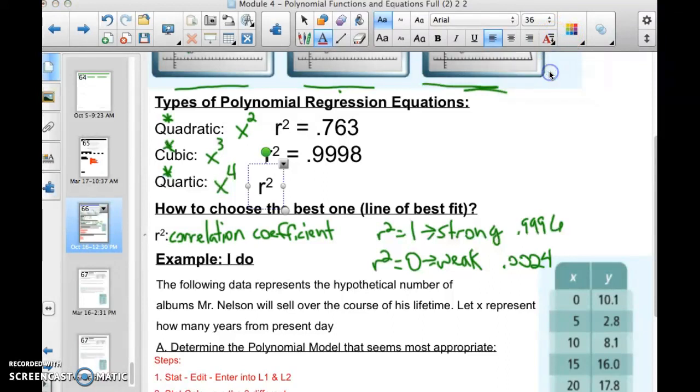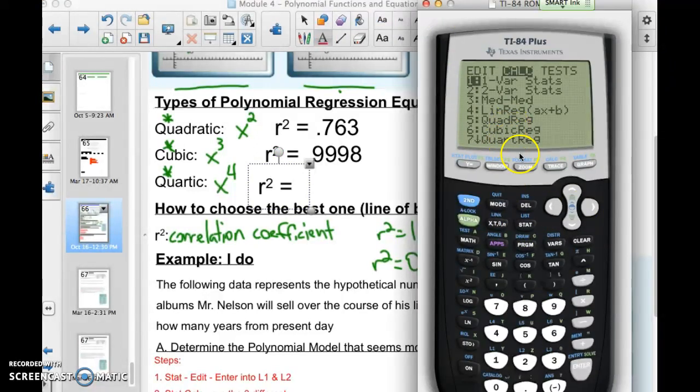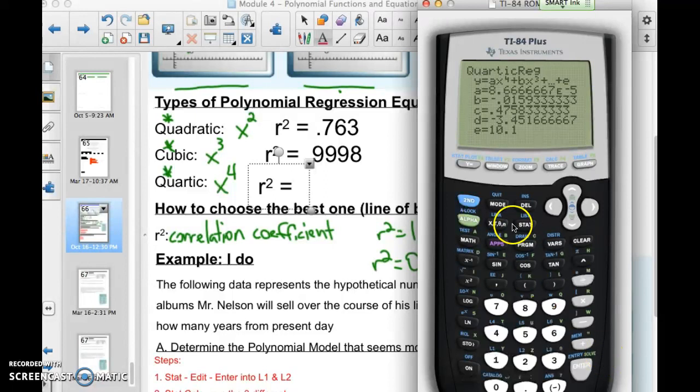R squared equals. So, in order to try the quartic, I go back to my calculator. I'd hit stat. I'd go over to calc, then go down to the 7th option. Hit enter. And now if you notice, it gives me 5 values, A, B, C, D, and E, because it's a 4th power, then the 3rd, then the 2nd, then the 1st, then the constant of E. But again, no R squared value. This calculator doesn't do that.